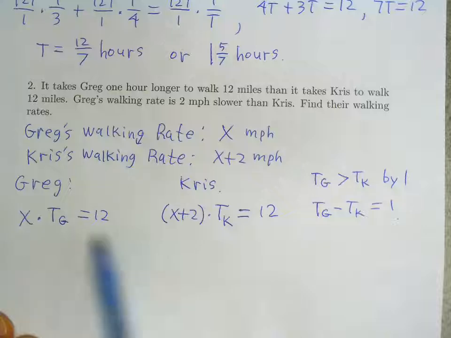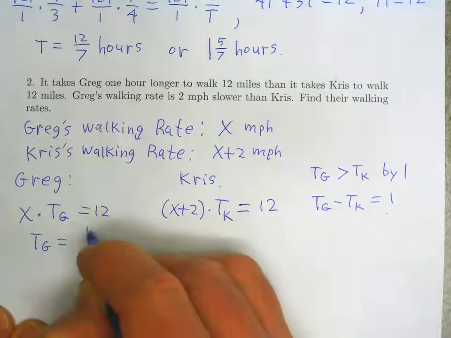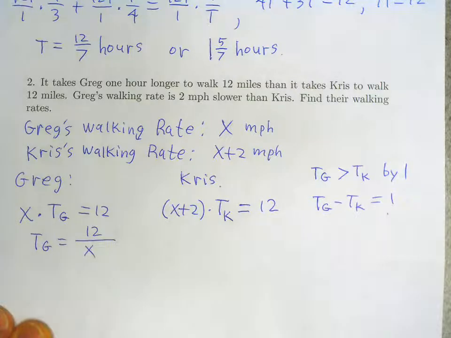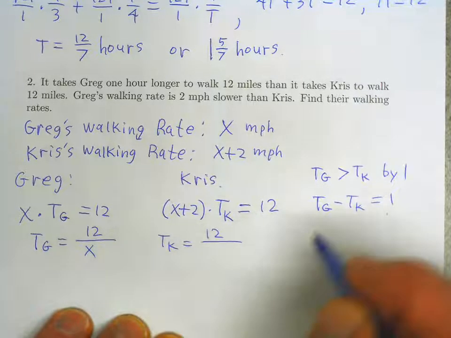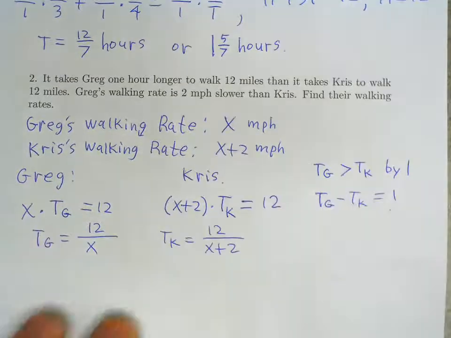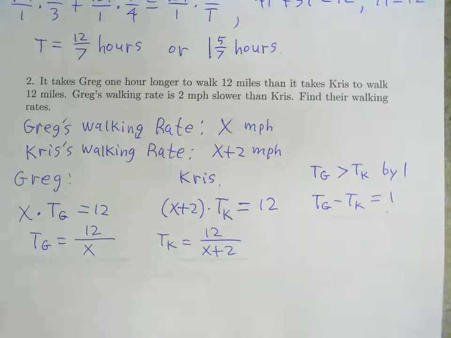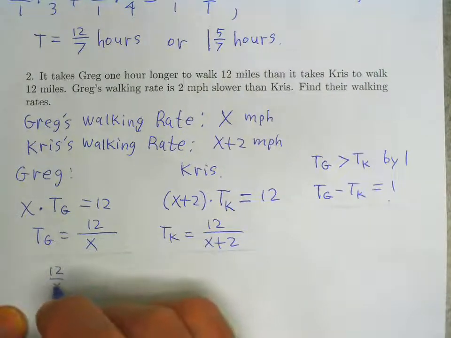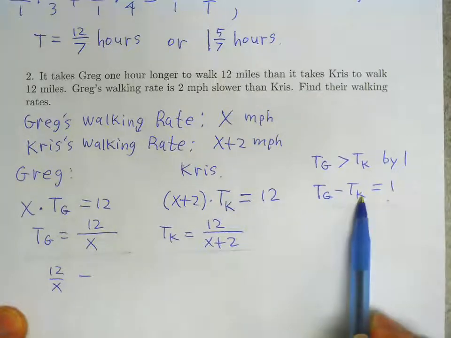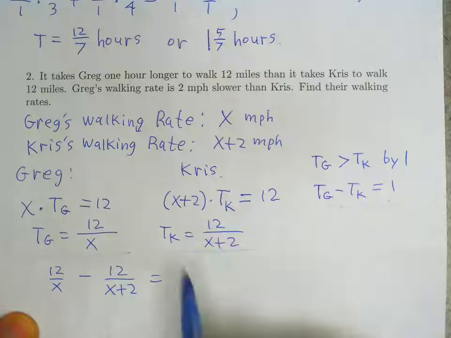But for now, we'll solve each of the 2 equations for time. Greg's time is his distance, 12 miles, divided by his rate, x miles per hour. Chris's time is his distance of 12 miles divided by his rate, x plus 2 miles per hour. And then the information from these 3 equations will be combined so that we get an equation whose only variable is x. So replace Greg's time with 12 over x, and we're subtracting Chris's time, but we're going to replace Chris's time with 12 over x plus 2, and the right-hand side is 1.